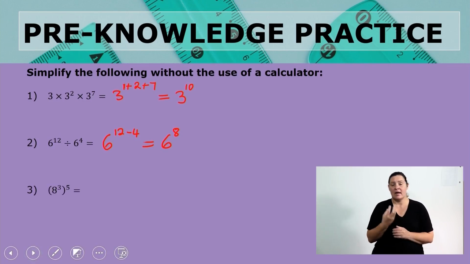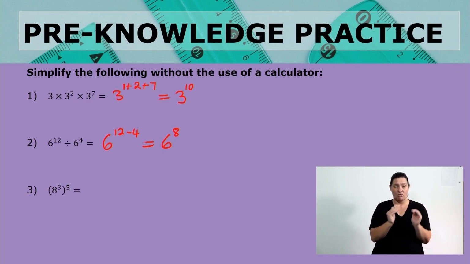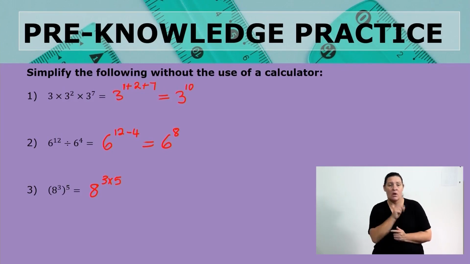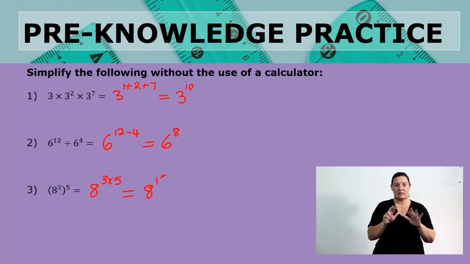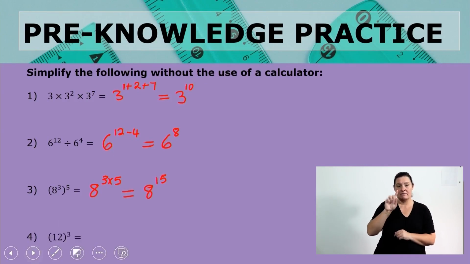Our next example, we have 8 cubed, and that power is raised to the exponent 5. So if we have a power that is raised to an exponent, then it means that the two exponents will multiply with each other. So that means we are going to multiply 3 with 5. And our answer here is going to be 8 raised to the exponent 15.